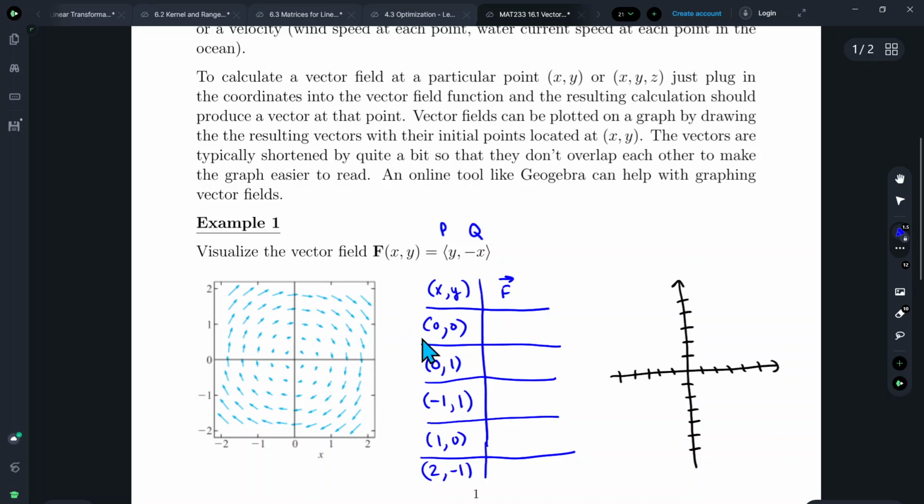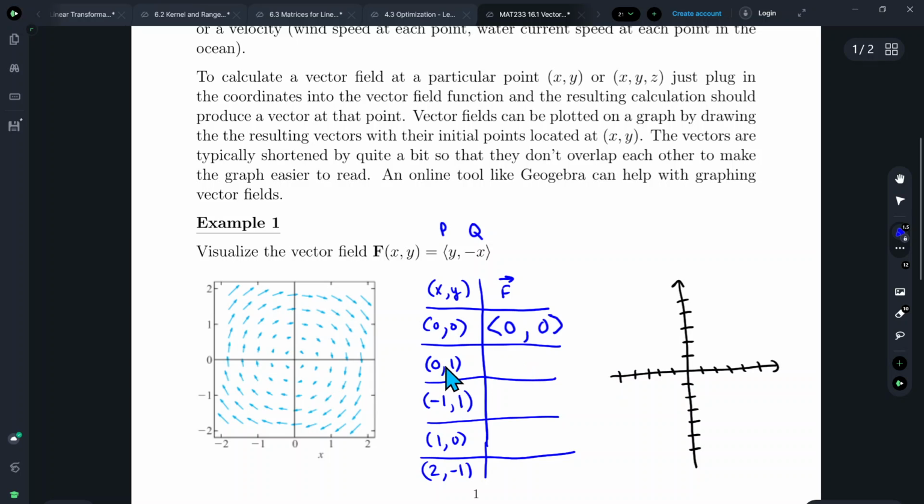To calculate various points in the vector field, you just plug in the coordinates. So when x is 0 and y equals 0, just plug it into the function here. y is 0, so this coordinate is 0, and x is 0, so negative 0 is 0. The output vector here would be the vector 0, 0. If we want to draw it, on top of the point 0, 0, we have just the 0 vector, so there is no vector here.